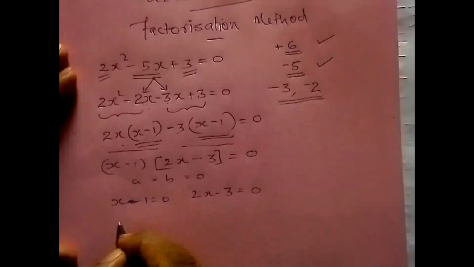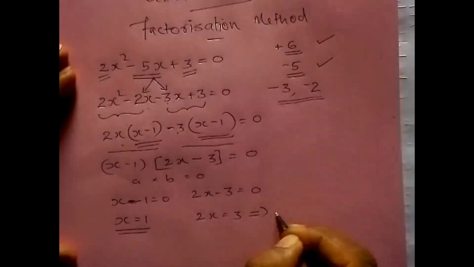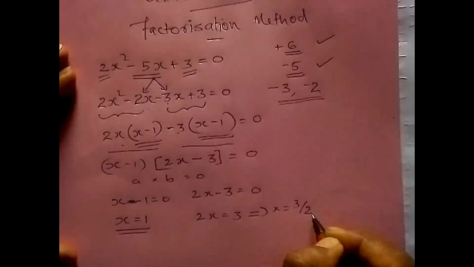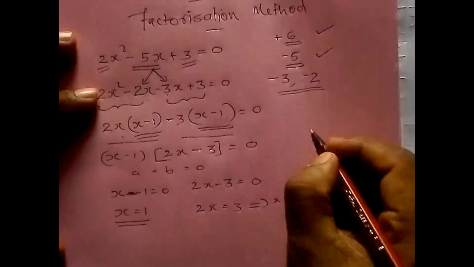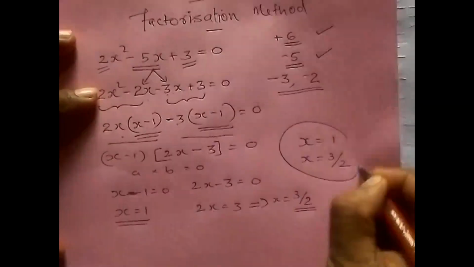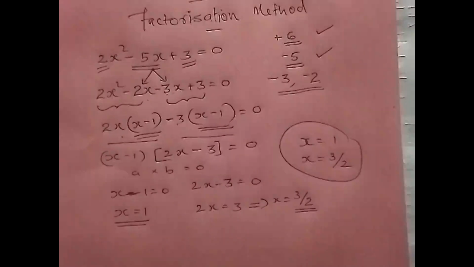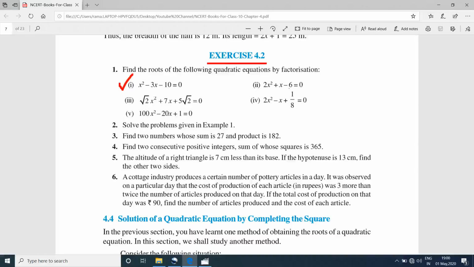X minus 1 equal to 0 means x is equal to 1. 2x minus 3 equal to 0 means 2x is equal to 3, that means x equals 3 upon 2. Therefore, we can say that x equal to 1 or x equal to 3 by 2 are the roots of this equation. So this is the method of factorization, or the method of middle term splitting. With this background, we are going to exercise 4.2.